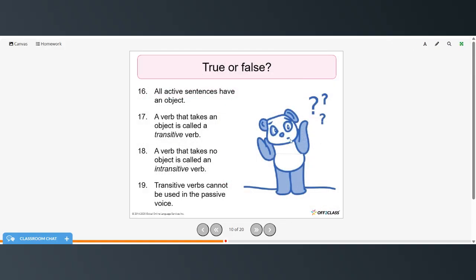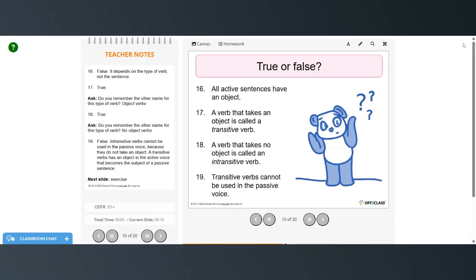All right, now we have some true or false questions. Go ahead and try these on your own and then restart when you're ready to check your answers. All active sentences have an object. That is false. It depends on the type of verb, not the sentence. A verb that takes an object is called a transitive verb. That is true.